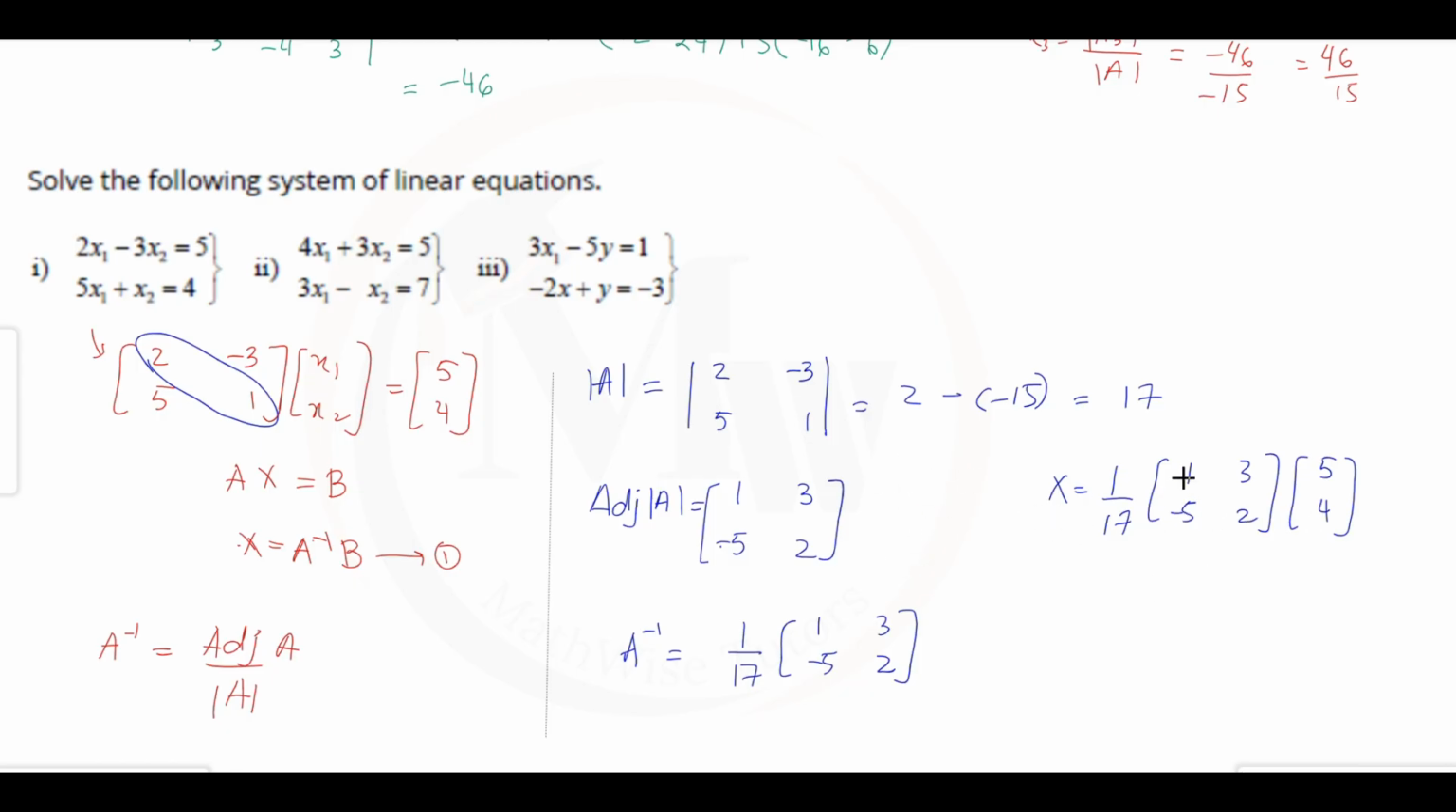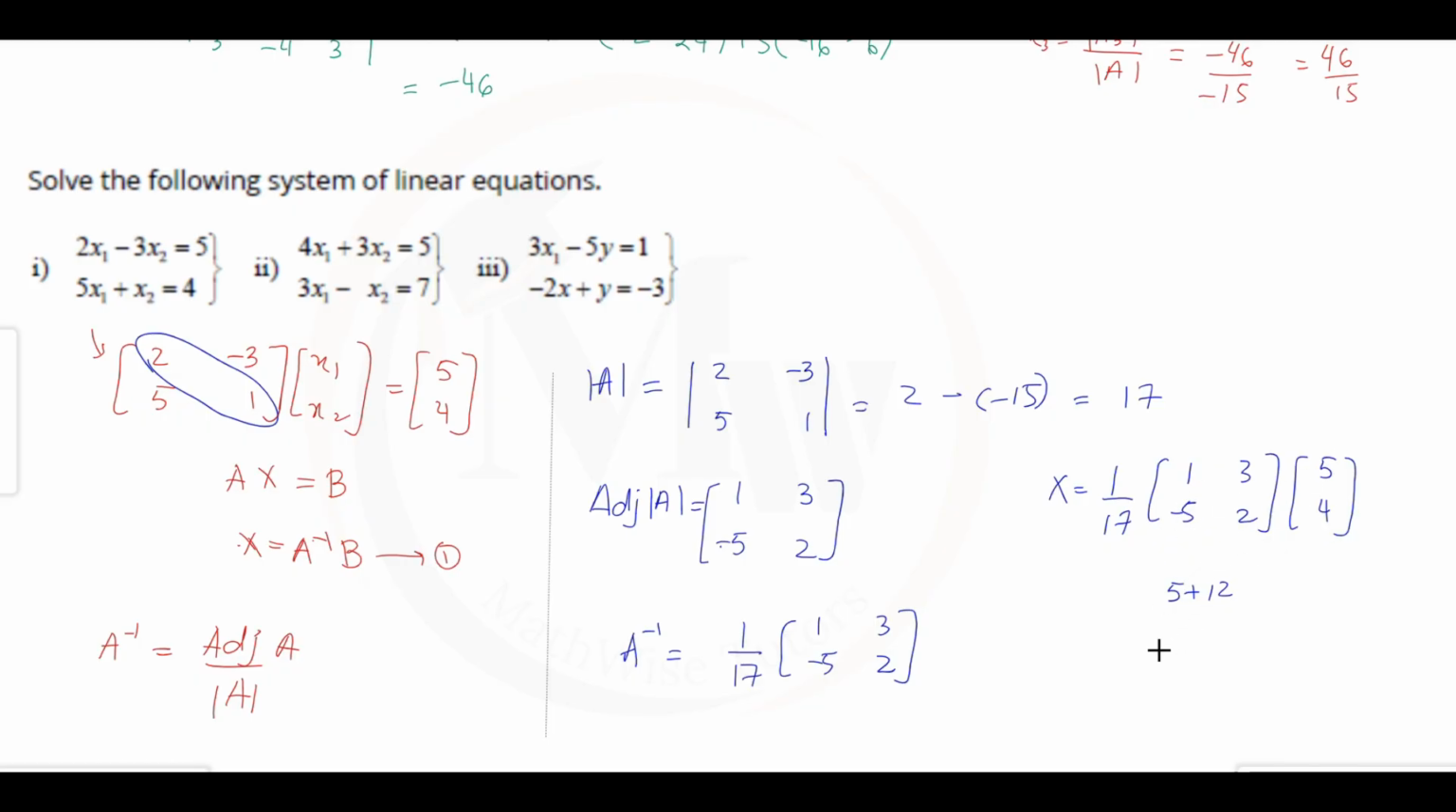So you know how to multiply row with column. So this first row with the first column: 1 times 5 is 5, plus 3 times 4 is 12. Now it has only one column, so we move to the next row. So second row with the same column, but it will be written in the next row.